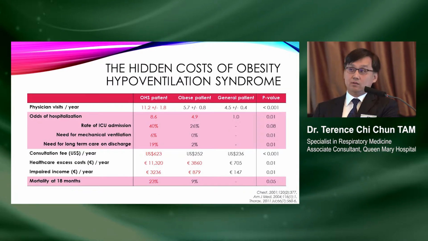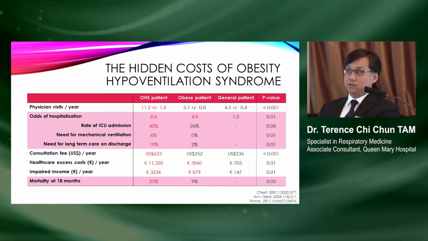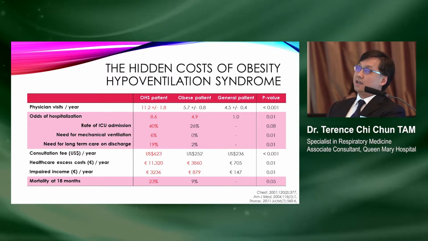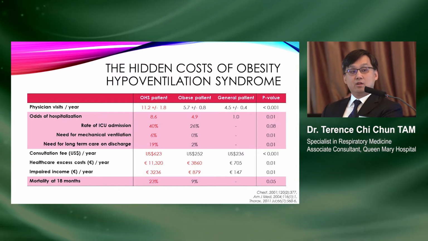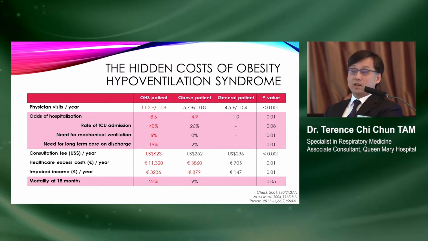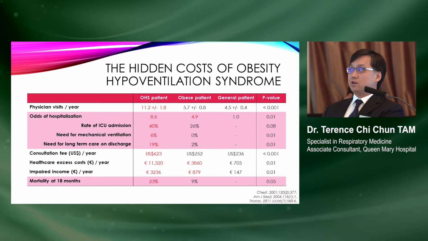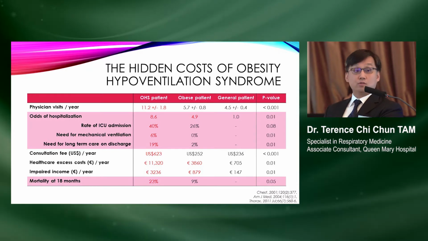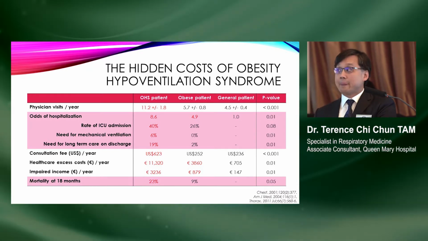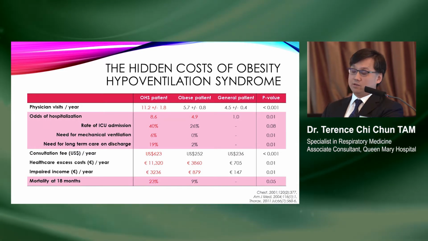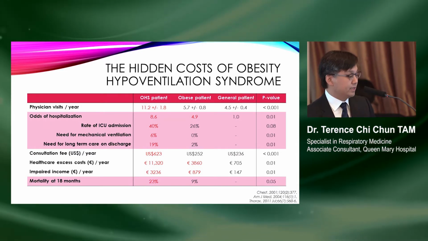Even more difficult to calculate it for the OHS population, but suffice to say, they cost a lot more. Patients with OHS actually cost a lot more to the healthcare system than just an obese patient of the same BMI. So they cost significantly more. These are UK studies and European studies.